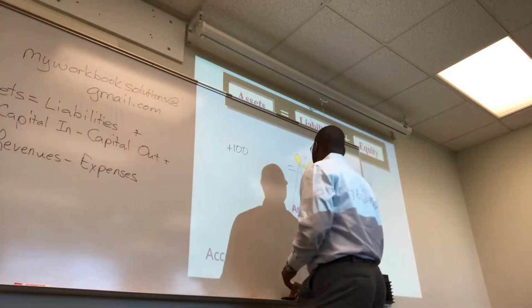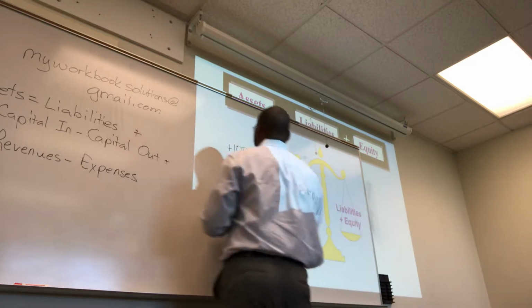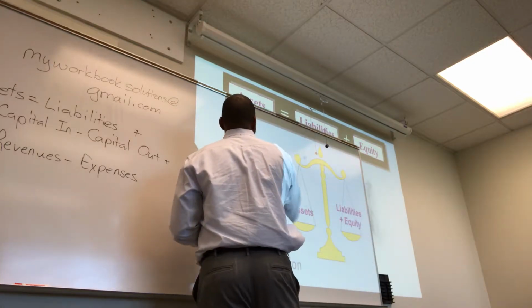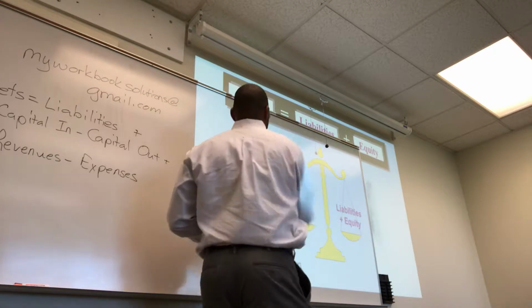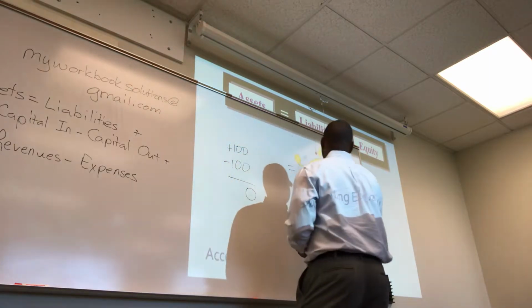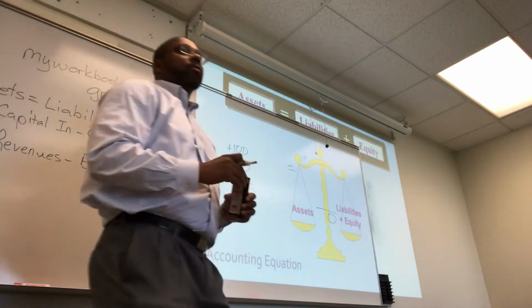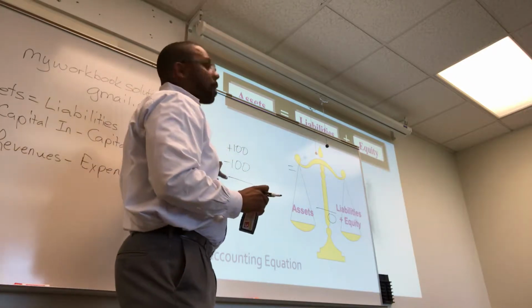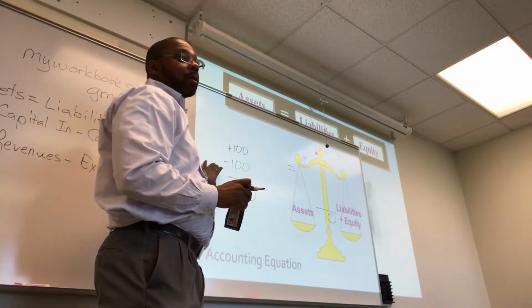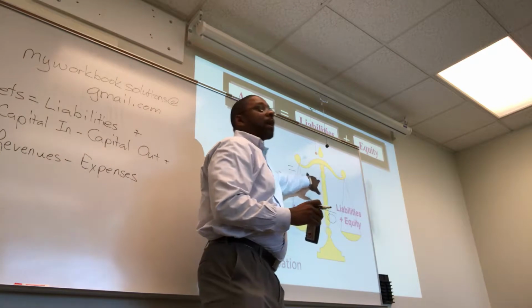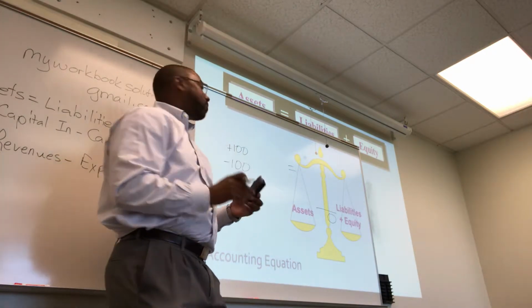Or the other thing is that we can add and subtract to one side to keep things in balance, right? So the same and opposite transaction on one side or the same transaction on both sides. That's how you keep things in balance.